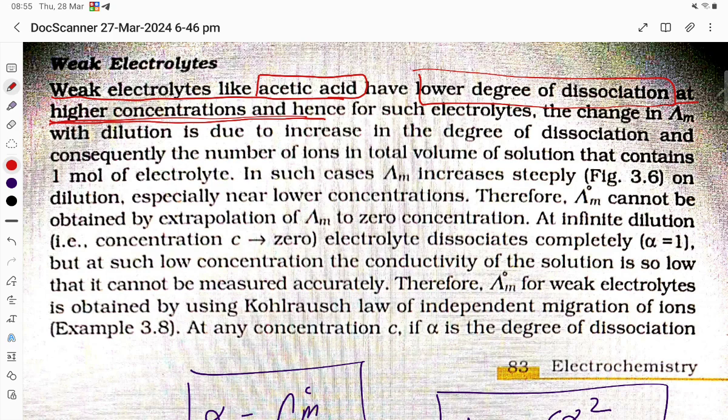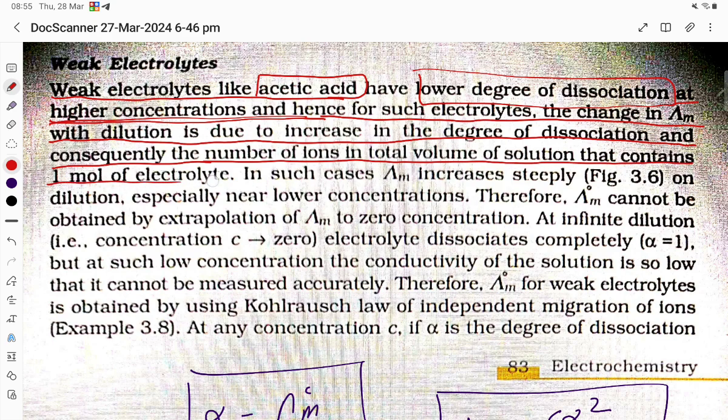If the concentration is higher, it still dissociates less, and hence for such an electrolyte the change in lambda m with dilution is due to the increase in degree of dissociation, and consequently the number of ions in the total volume that contains 1 mole of electrolyte increases. When you are diluting, the number of ions is going to increase. Here you see that in such cases lambda m increases steeply.